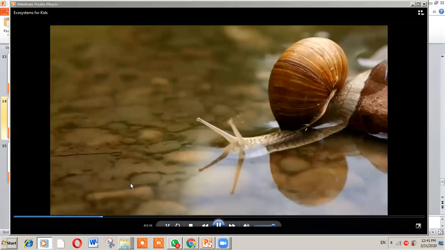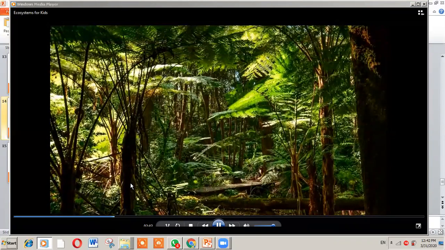For example, this puddle is an ecosystem. Yeah, it's just a small puddle, but it's an environment where living and non-living things interact with each other. It's a very small ecosystem, but it's an ecosystem. Here is a larger ecosystem. It's a rainforest biome. It's a much larger ecosystem than the puddle, isn't it? There are many different living and non-living things that interact in this environment. It is an ecosystem.